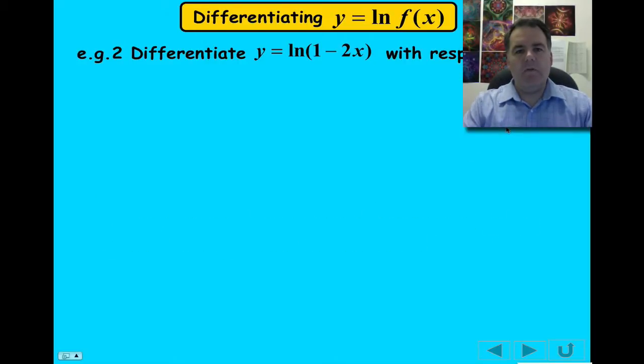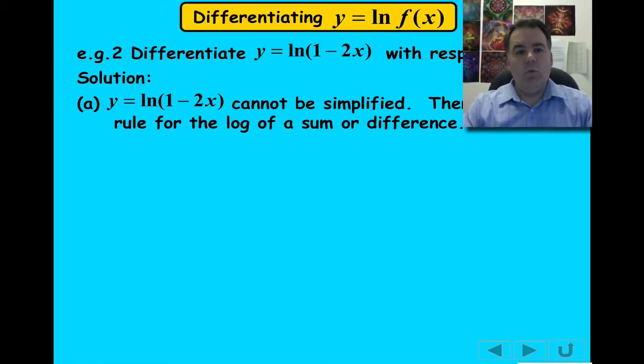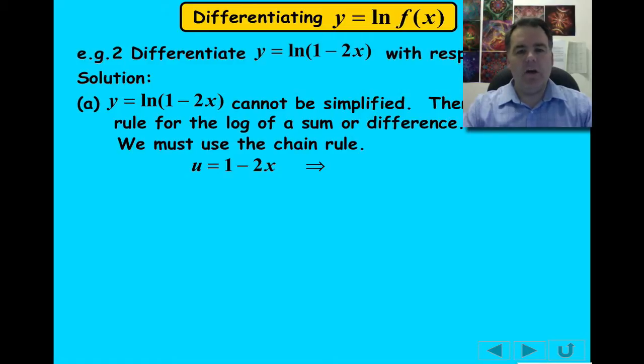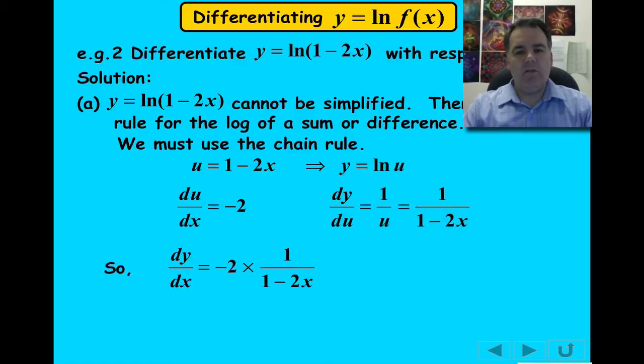Okay, what about this one? ln(1 minus 2x). Okay, we're going to need some chain rule here. We can't simplify that. It's not ln 1 minus ln 2x. We can't simplify that any further. So let's use the chain rule where we define a new variable. It's the long way. So y is now ln u, where u is 1 minus 2x. du/dx is negative 2. And dy/du is 1 over u. Now we want dy/dx. So using the chain rule, dy/dx is dy/du times du/dx.